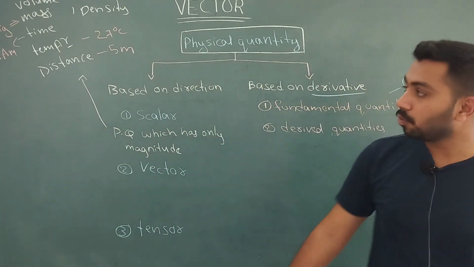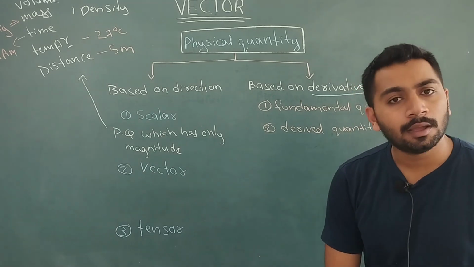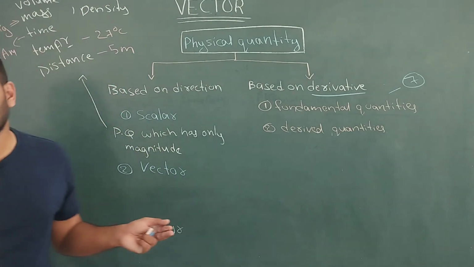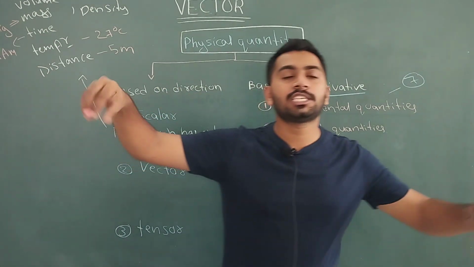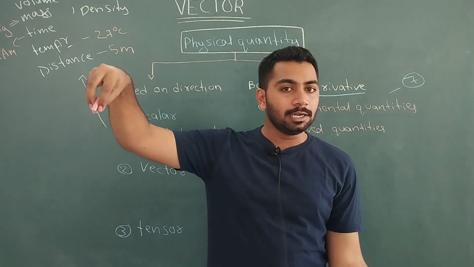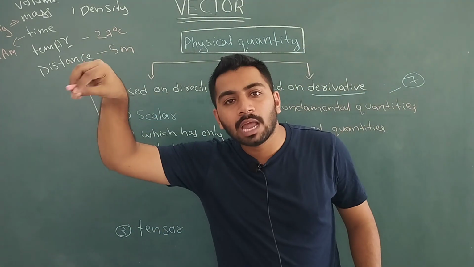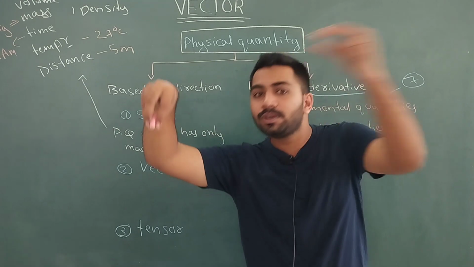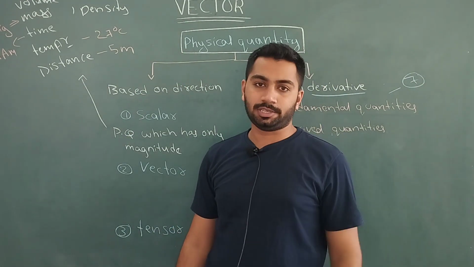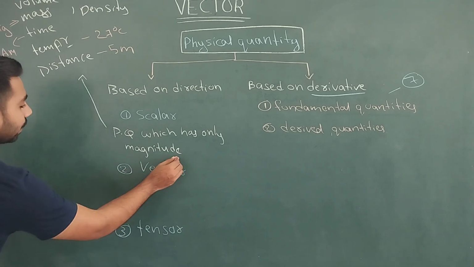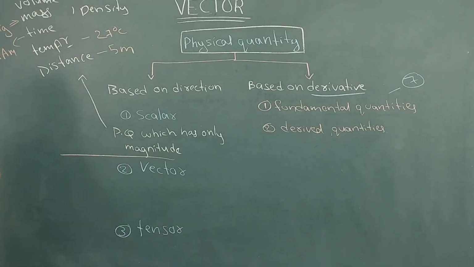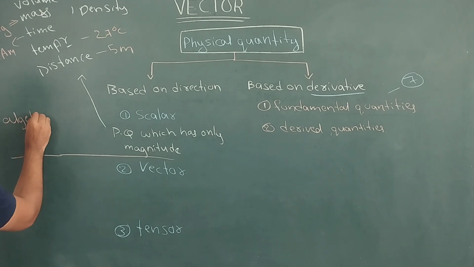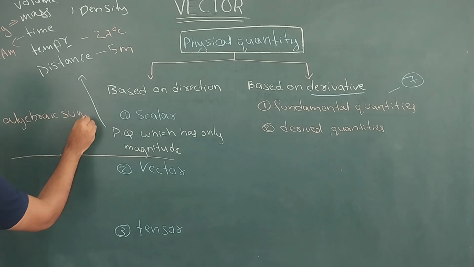One more important thing: we add scalars based on just algebraic addition. Simple algebraic addition, meaning mathematical addition. Just imagine I have 2 kgs of potato and I add 1 kg extra to the packet. Then how much will it be? 3 kgs. Simple algebraic. Now, if I have 5 kgs and I remove 2 kgs, what will it be? 3 kgs. Which means scalars follow algebraic addition, algebraic sum or minus.